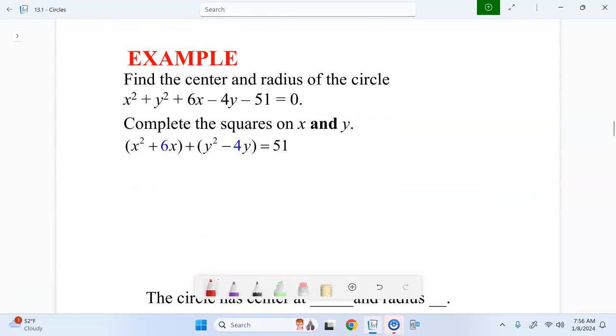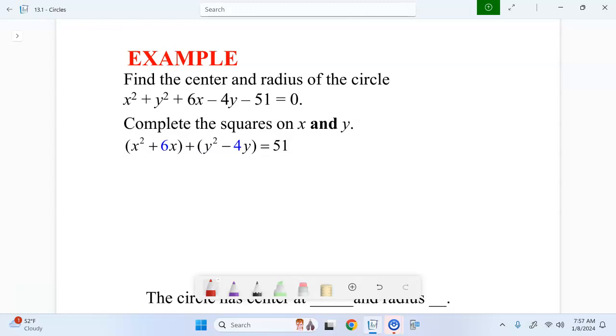All right? So we want to find the center and the radius of the circle. Problem is, this isn't in standard form. It's in general form. It's all expanded out. There's no parentheses. We've got x squared and x. We've got y squared and y. Okay, so it's not in standard form. We have to get it in standard form.